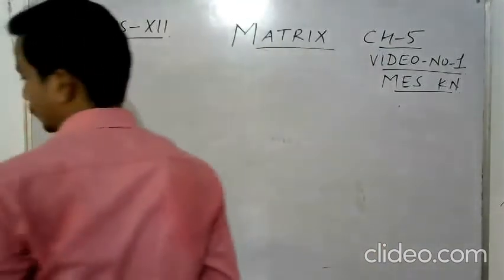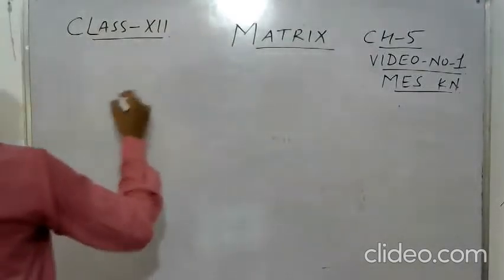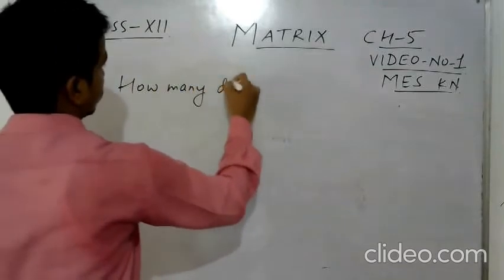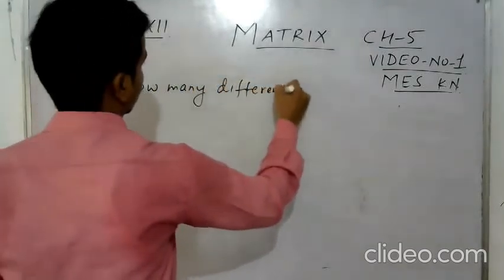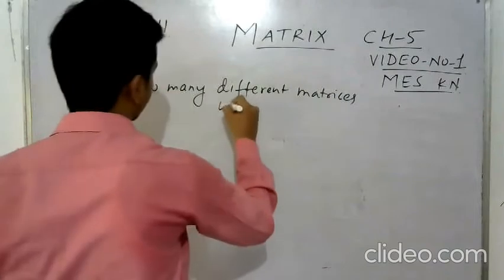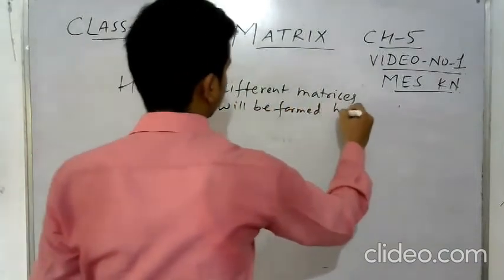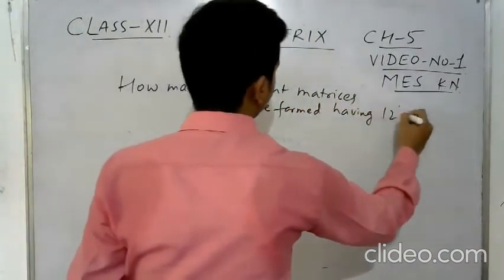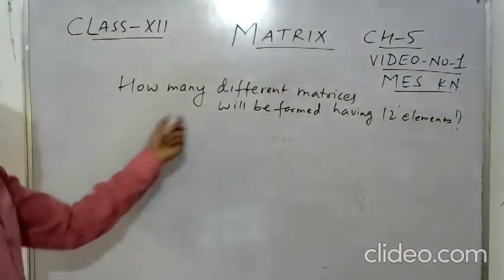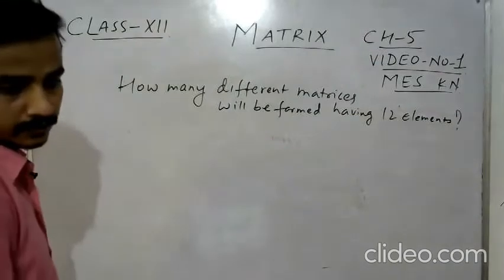Now let's see another problem. How many different matrices will be formed having 12 elements? Okay, how many different matrices will be formed having 12 elements?